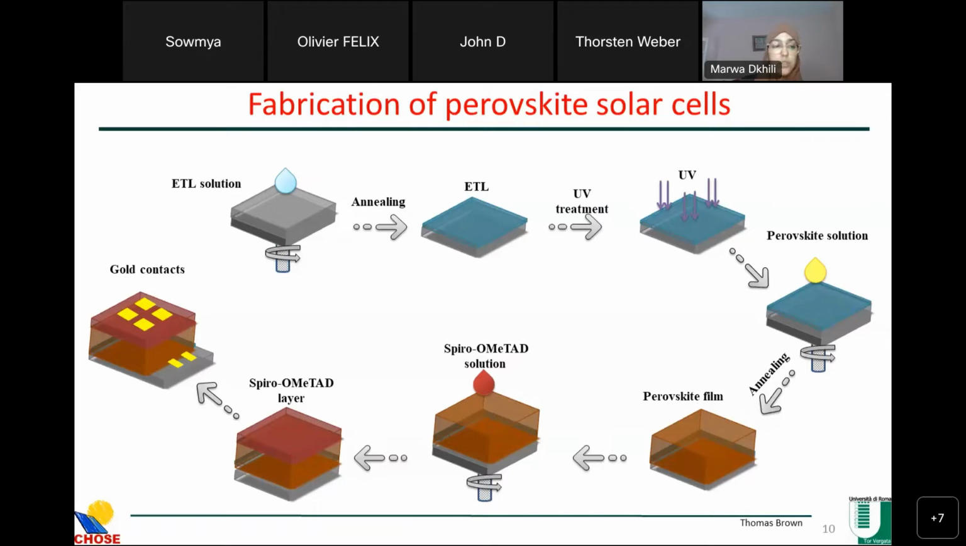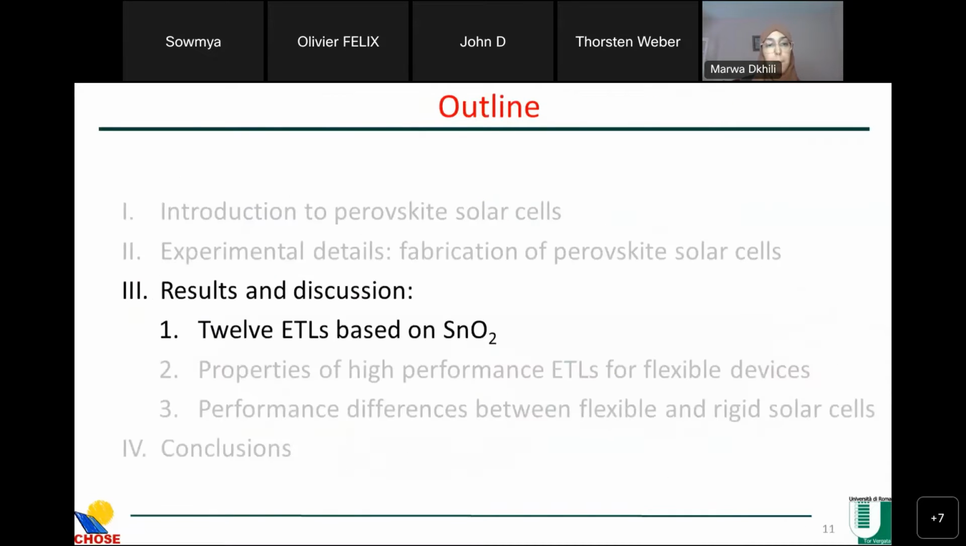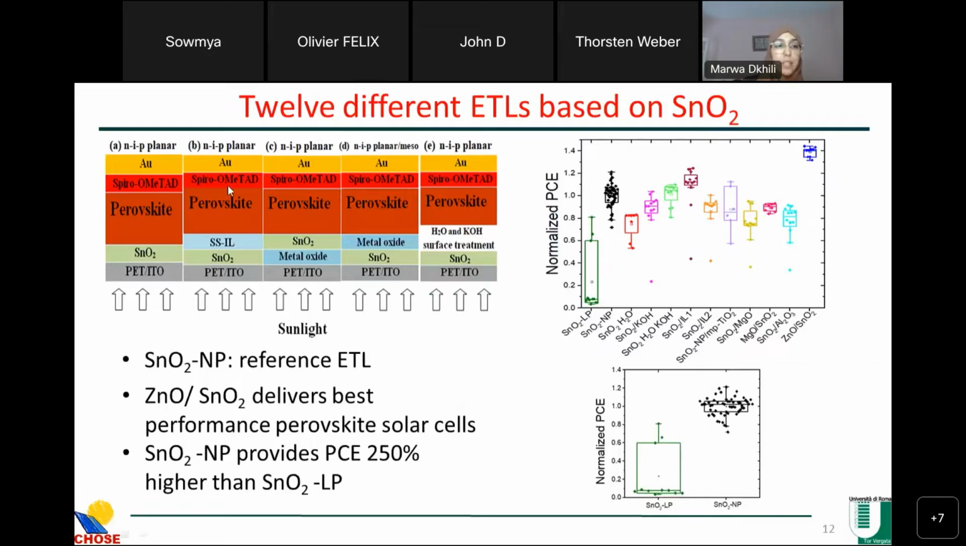So now let's turn to the first part of the results. The first part is 12 electron transport layers based on tin oxide. So we have fabricated 12 different sets of perovskite solar cells on PET ITO substrates, each with a distinct ETL based on tin oxide as the common material. There were 5 different architectures of flexible perovskite solar cells in 12 different material configurations in total.